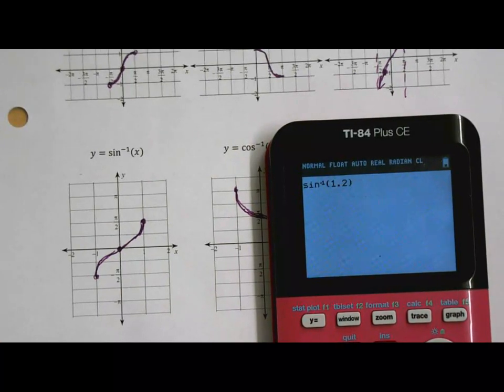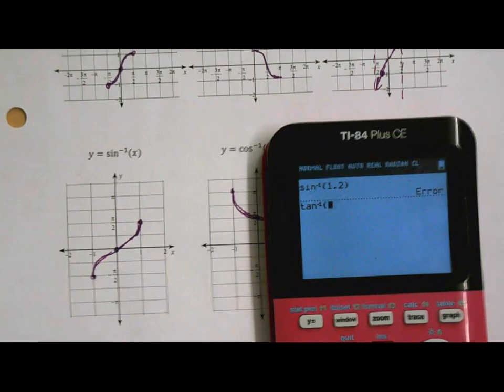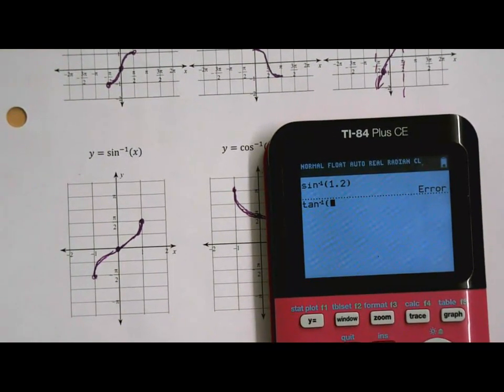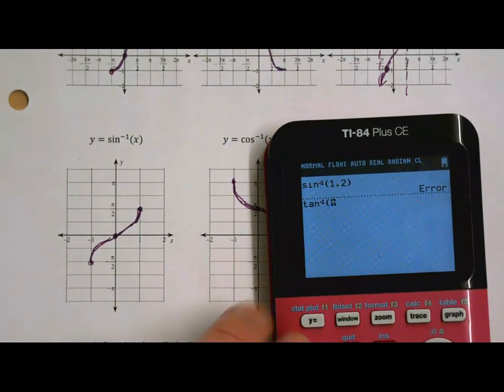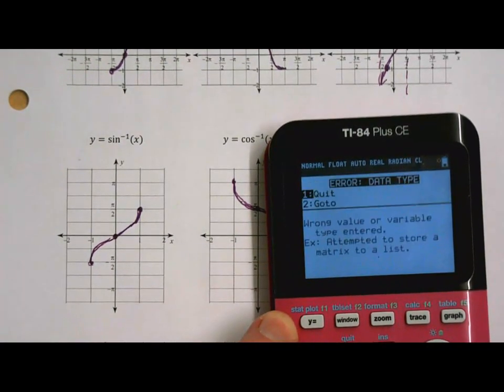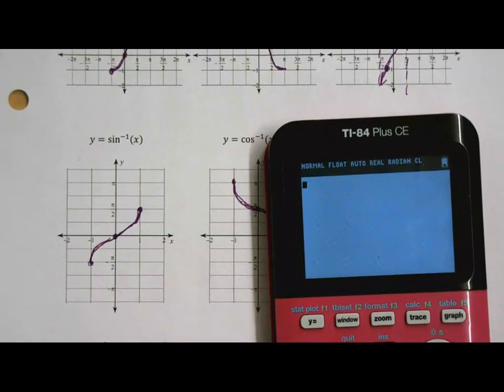I got a challenge for you. Can you get a domain error for me doing an inverse tangent? See if you can come up with a number to stick inside that inverse tangent that's going to give me a domain error. Does pi do it? No. Try some really, really big numbers. Try some really, really small numbers. Try some negatives. I'm just curious. Data type, not domain. I want a domain error.